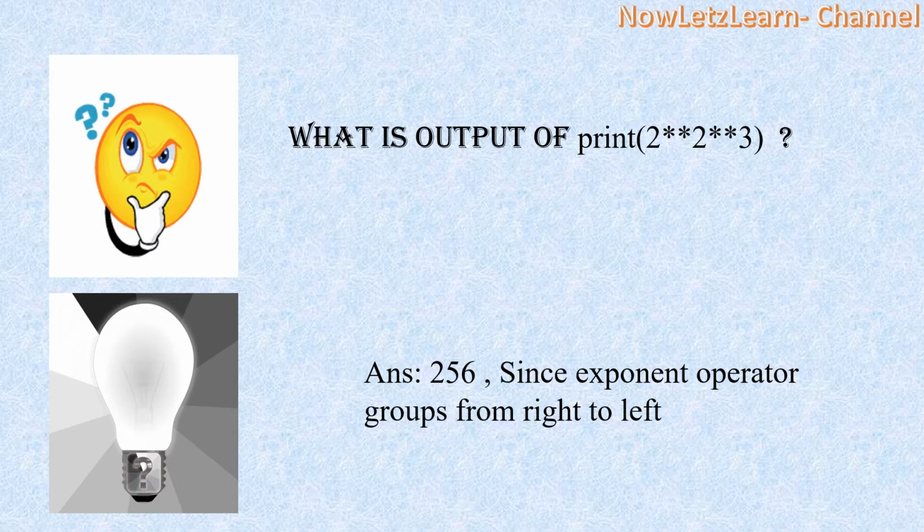That's because most of the operators in Python work from left to right, which is a basic and normal functionality. But when it comes to an exponent operator, it works from right to left. So in this case, first 2 to the power of 3, that is cube of 2, will get executed first. So what is 2 to the power of 3? It's 8. And then 2 to the power of 8 gets executed, which is 256.